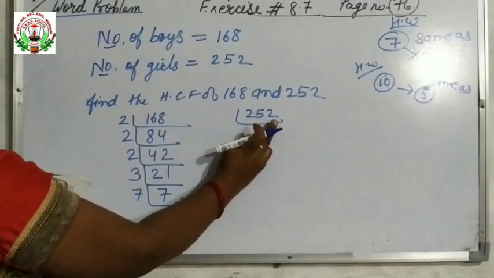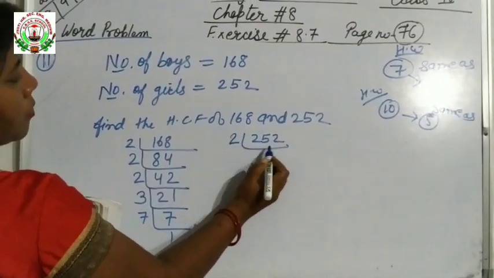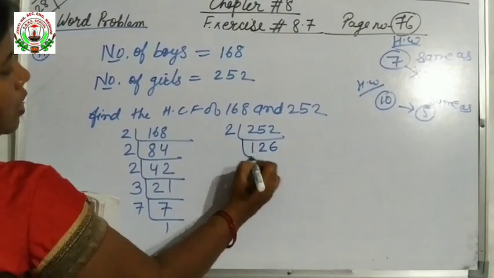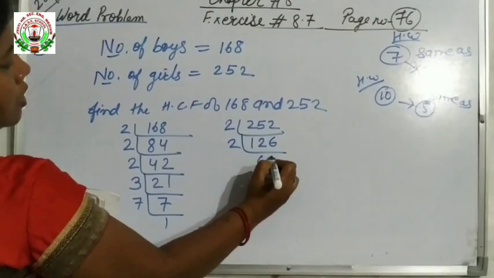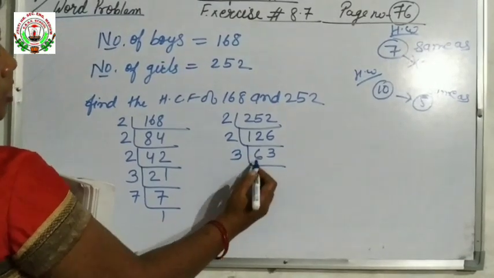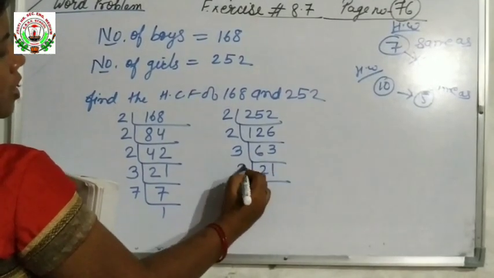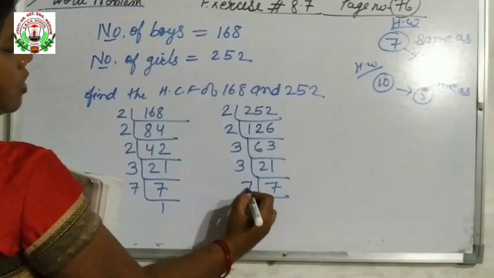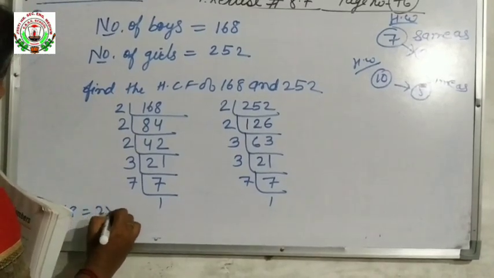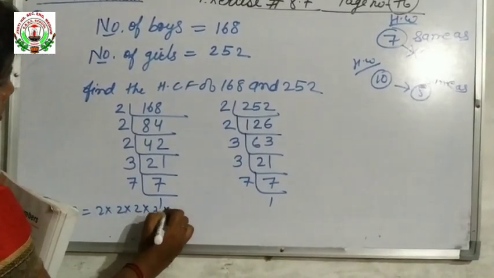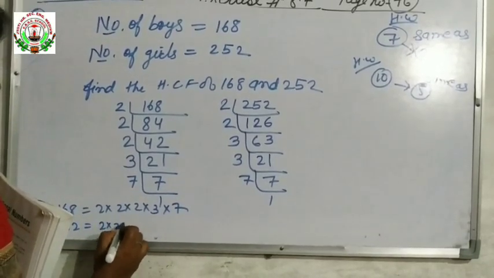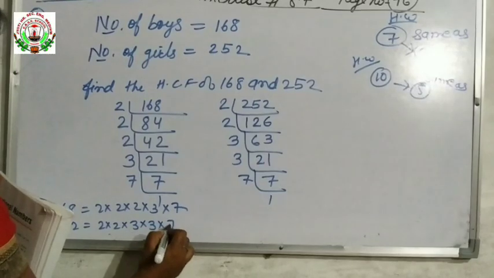Next 252. It is also divisible by 2 because it is an even number. 2 ones are 2, 2 twos are 4, 2 sixes are 12. Again 2 sixes are 12, 2 threes are 6. Now it is not divisible by 2, it is divisible by 3. 3 twos are 6, 3 ones are 3, then 3 sevens are 21, then 7 ones are 7. Now the prime factors of 168 are 2 into 2 into 2 into 3 into 7, and 252 is 2 into 2 into 3 into 3 into 7. Understood?